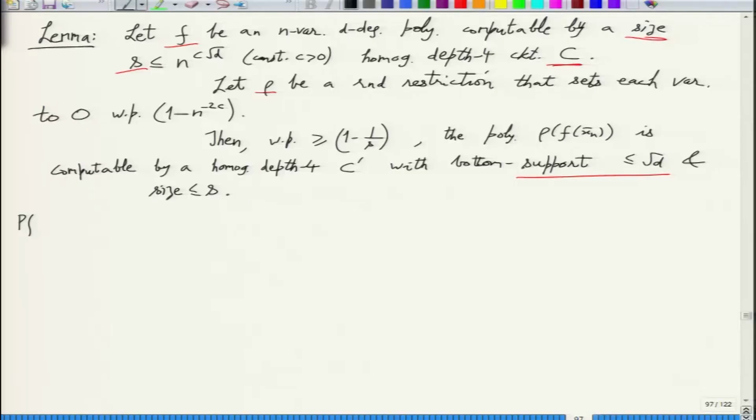So this is believable. Probabilistically, this should happen. Of course, the parameters we have to carefully see. Why are we getting square root d here? So that is a short proof. Is the statement clear?